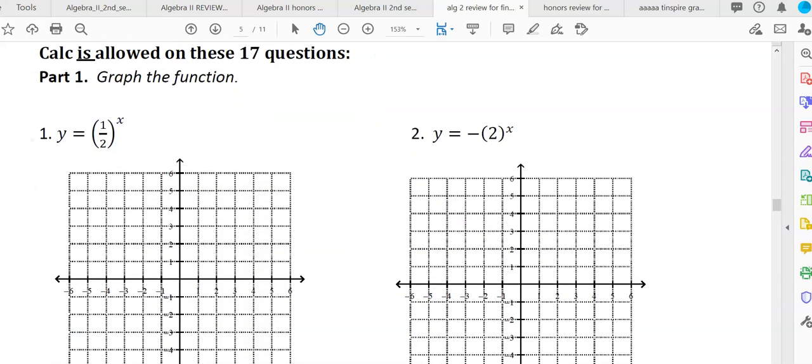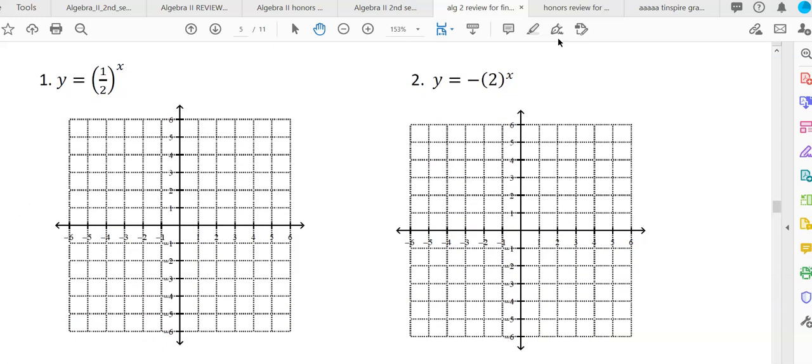Very nice. Calc is allowed, so you can use your calculator here, graph the function. Hopefully you know this parent graph, instead of increasing, it goes through this point, has an asymptote at y equals 0. Be sure to put the equation. I'm not worried about each specific point here, but it has this kind of a look to it. It's a decaying graph, an exponential decay. It's one of our parent graphs that we memorized.